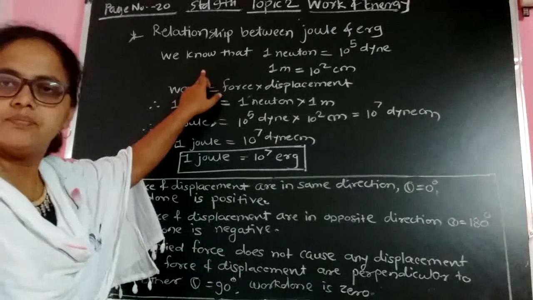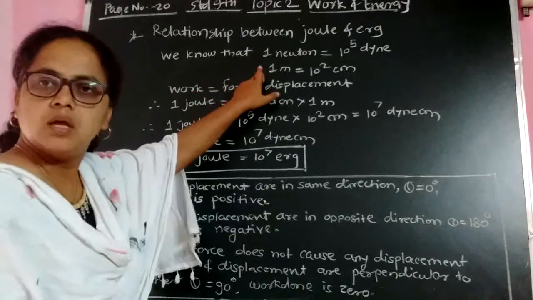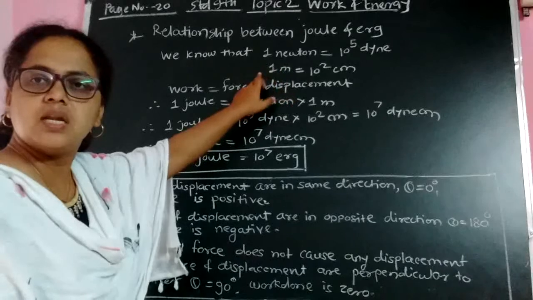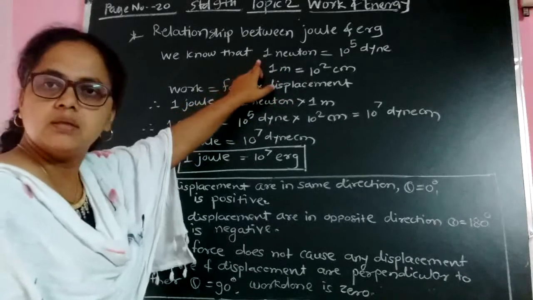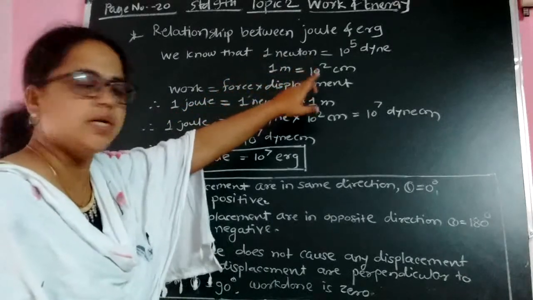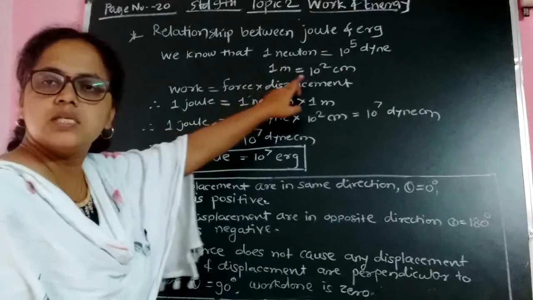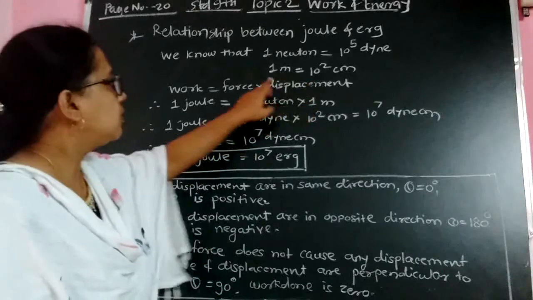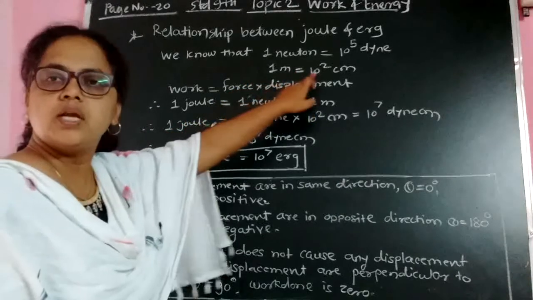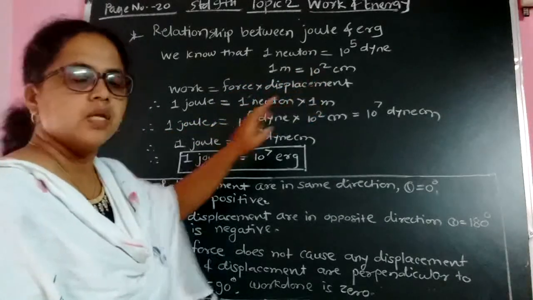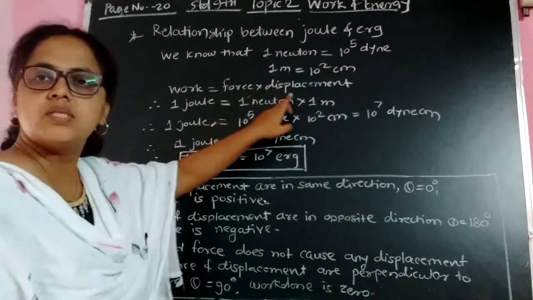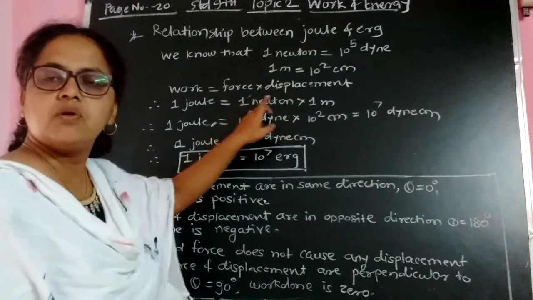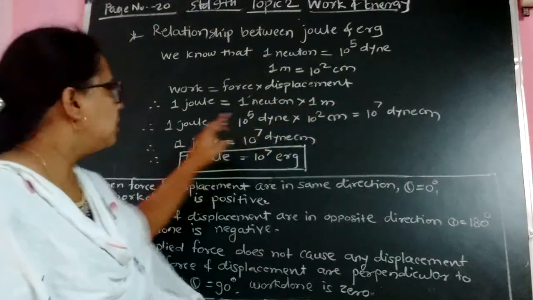We know that 1 Newton is equal to 10⁵ dyne. 1 meter is equal to 10² centimeter. Then work is equal to force into displacement. This is the formula of work done.